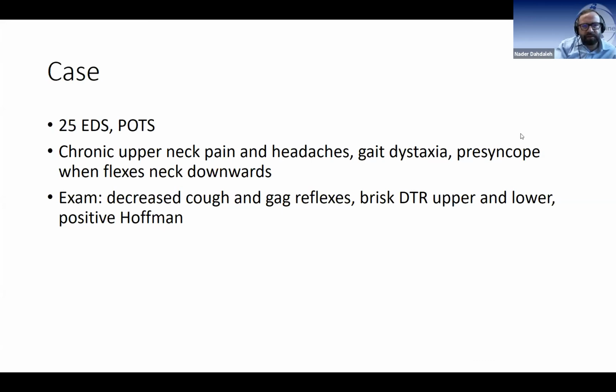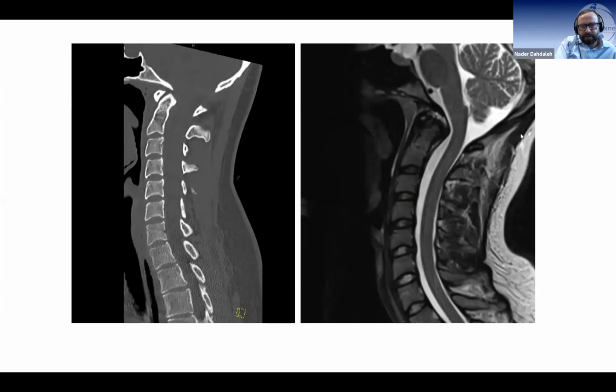Here's a case of a patient with Ehlers-Danlos syndrome, 25 years old. She presented with neck pain and headaches, gait ataxia, pre-syncope when she flexes her neck downwards. So chronic symptoms. Finished college with that and debilitating symptoms and seen multiple opinions. On exam, the findings are brisk reflexes in the uppers and lowers, decreased gag and cuff reflexes, and she also had a positive Hoffman's bilaterally. And that's her MRI and the CAT scan.